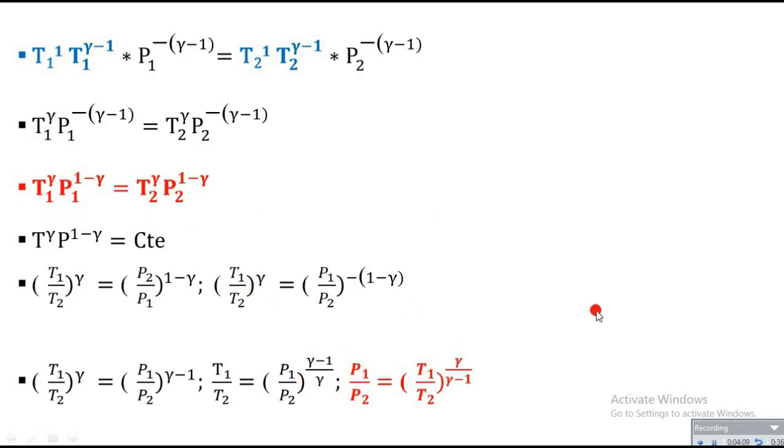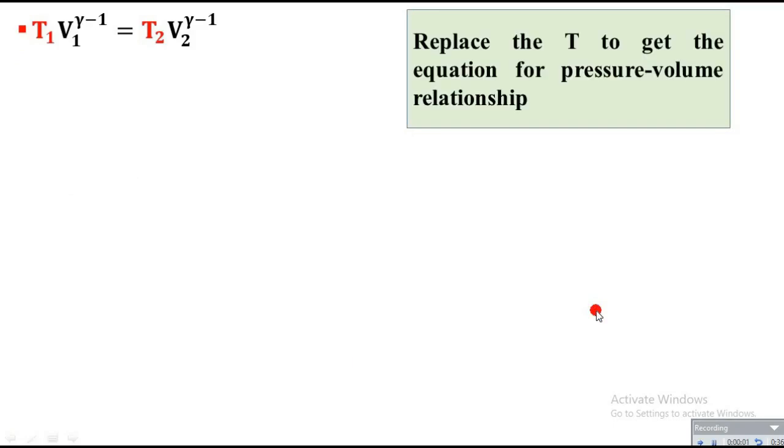So now, we need to calculate the pressure volume relationship. In that case, we need to replace the temperature to get the equation for the pressure volume relationship. Of course, PV is equal to nRT, so the temperature is equal to PV over nR.